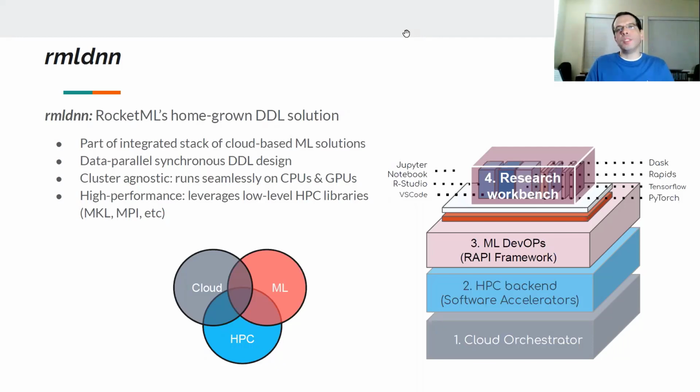Okay, so before we dive into the demo, I just wanted to give a quick overview of the tool and platform that we're going to be using for the demo. And that's RocketML's homegrown distributed deep learning solution called RML-DNN. And what that is, although it is a standalone tool for distributed deep learning, RML-DNN is offered as part of a much bigger stack of cloud integrated solutions, like the one depicted here on the right-hand side.